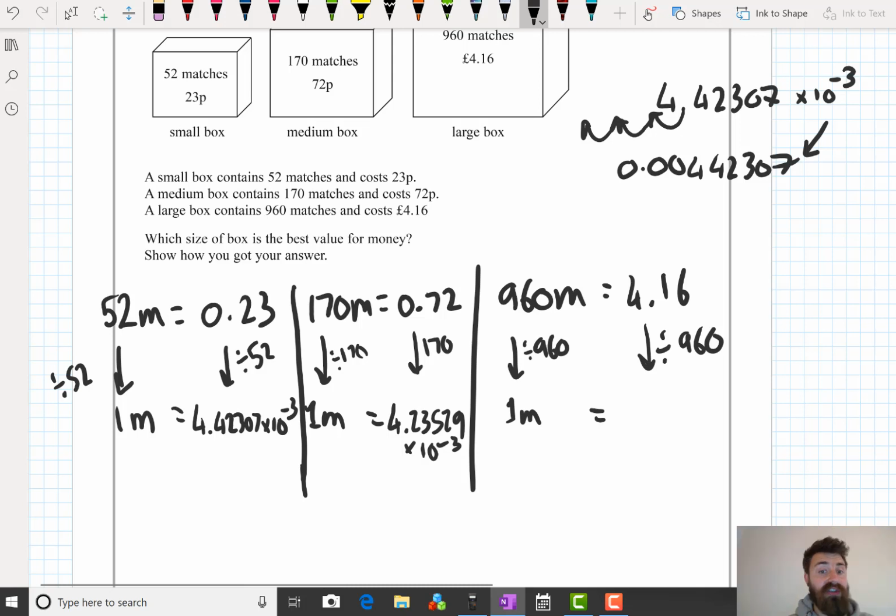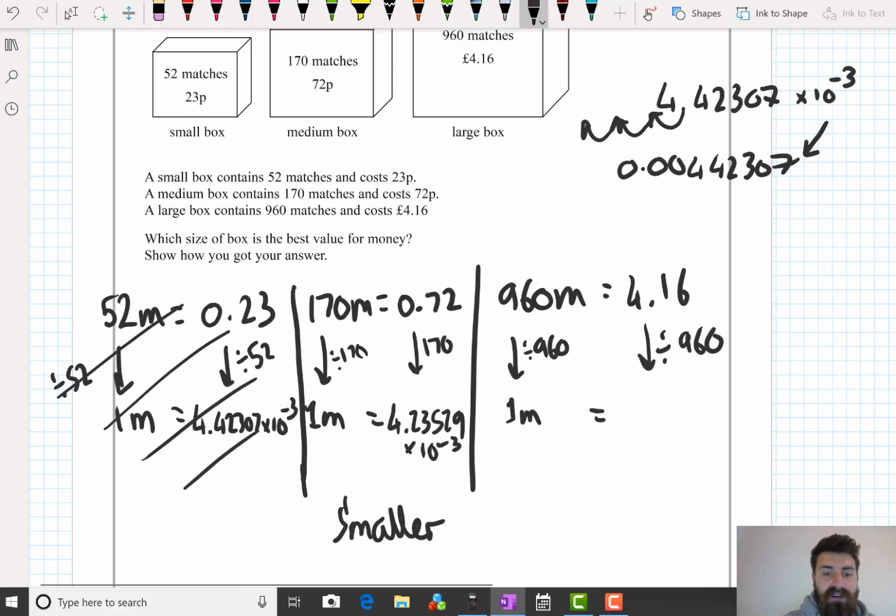So instantly, just looking at the one on the left and the one on the right, they're both times 10 to the power of minus 3, so that means they both move back exactly the same amount of decimal places. That means you can compare them exactly as they stand. Now currently, 4.23529 is smaller than 4.42307. So that one's currently bigger on the left, this one's a smaller one. I can really ignore this one now, because this one currently is saying you can get 1 match for a little bit cheaper than the one on the left. Just got to look at the one on the right now.